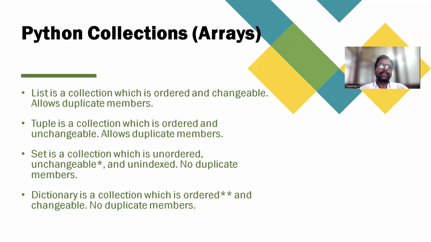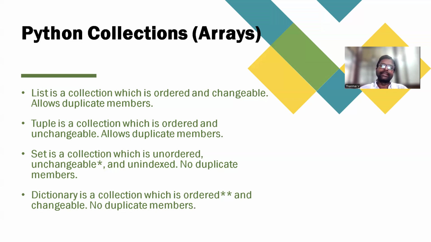Coming to the list, a list is a collection which is ordered. So this is in a particular order, and you can change the elements in a list. That's why it's called changeable. And it also allows duplicate elements or duplicate members.